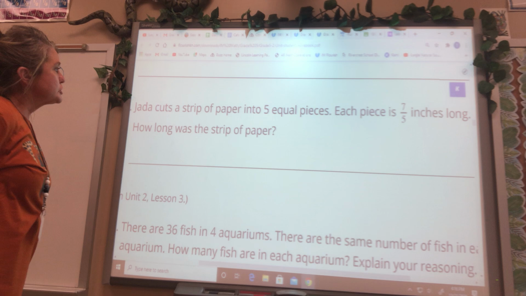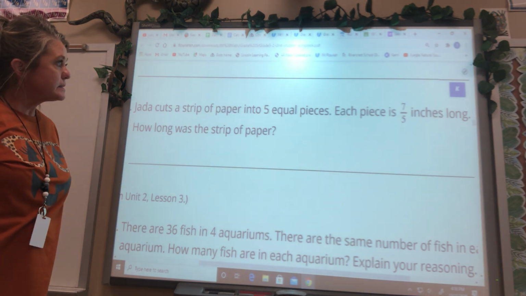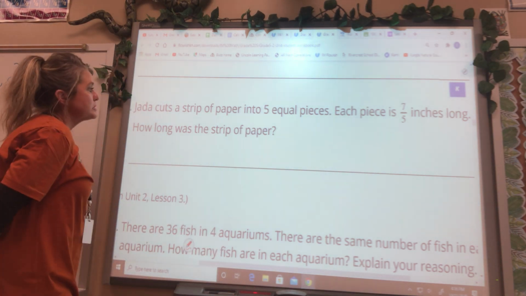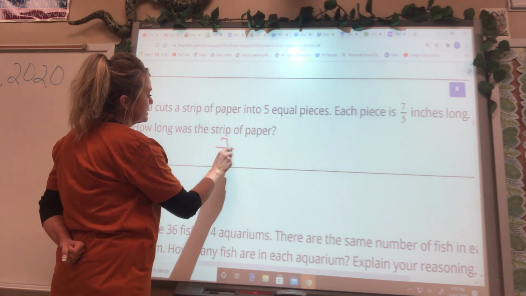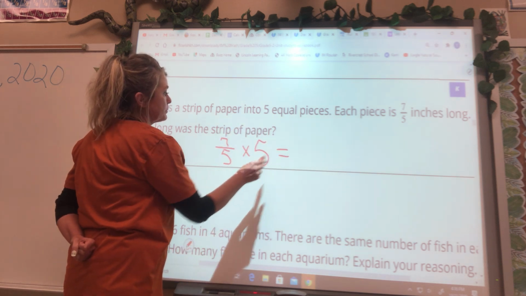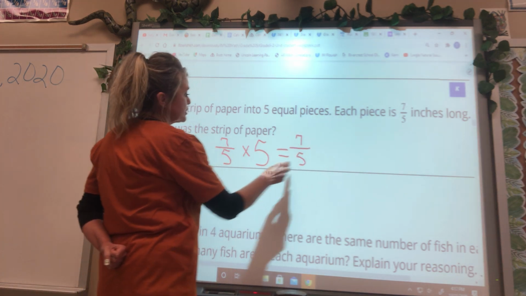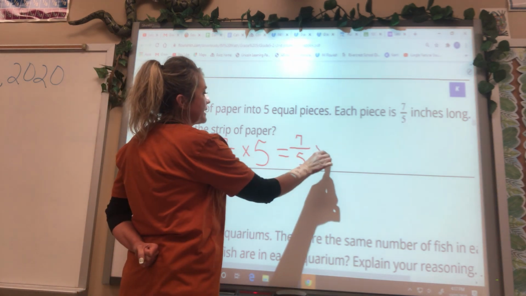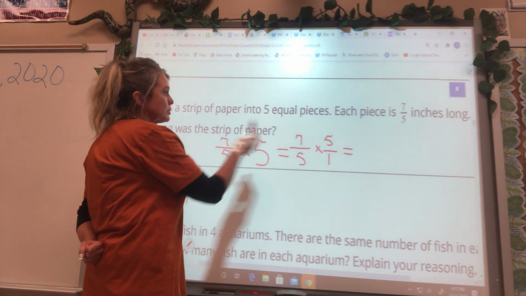Alright, Jada cuts a strip of paper into 5 equal pieces. Each piece is 7/5 inches long. How long was the strip of paper? Okay, she has 7/5, 5 times. So we know that it's easier to multiply fractions with a whole number when we look at that whole number as a fraction also by placing it over 1 and then multiplying straight across.